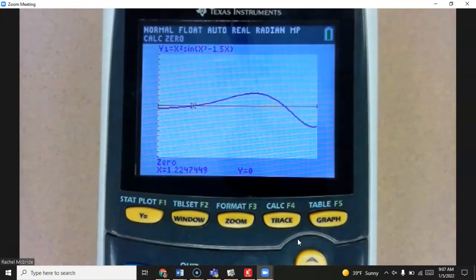Yes, so 1.225 or 1.2247. I always tell you to go to 4 decimal places. The rule is you have to have 3 on the AP exam. 4 is safe.